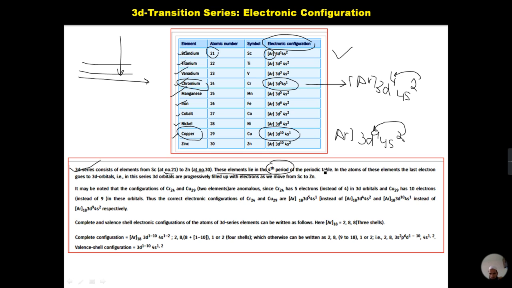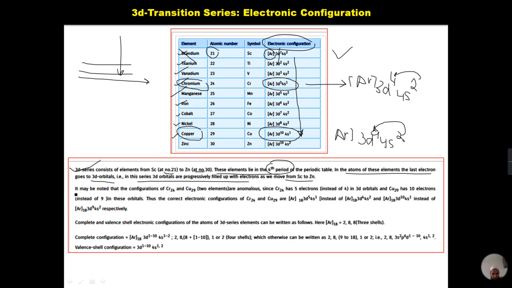Okay? Number 2. Number 3, in all these elements, the last electron goes to the 3D orbital. Here also you can see that the last electron basically goes into the 3D. You can see in this whole series that the last electron enters the 3D orbital. So that's why it's named the 3D transition series. In this series, 3D orbitals are progressively filled as we move from scandium to zinc.